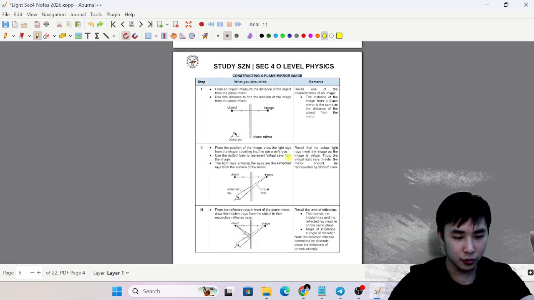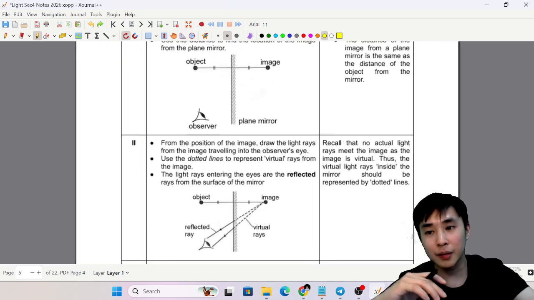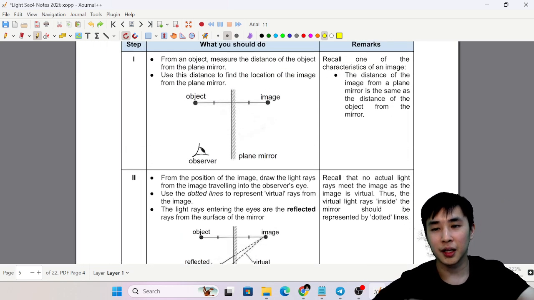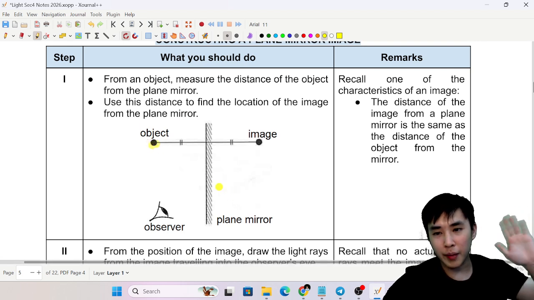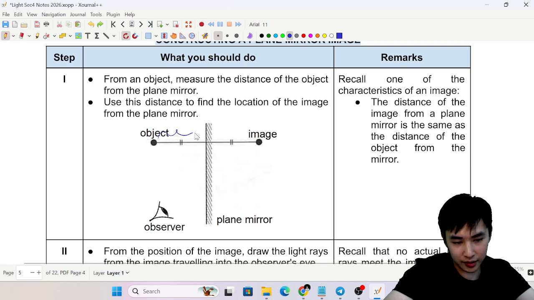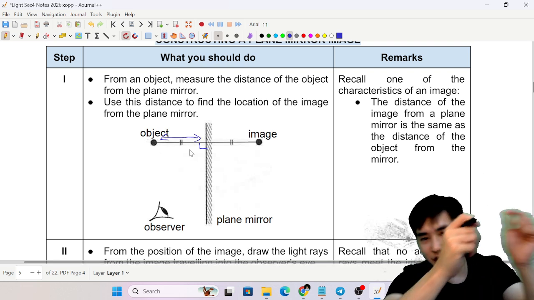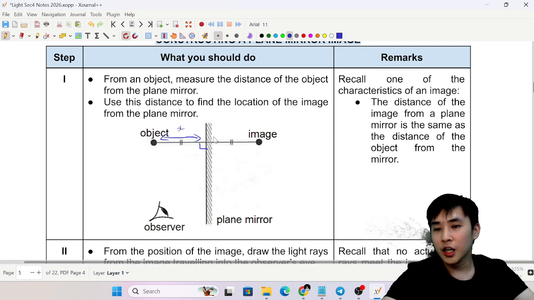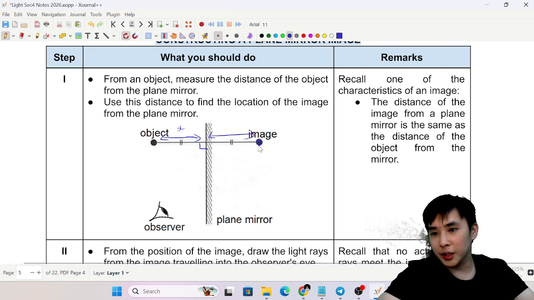So you can flip over to page 4. These are the steps whenever you're tasked to draw a plane mirror light diagram. Step 1: if they give you the object, make sure you measure the distance from the object to the mirror, and make sure that this line you've measured is at right angle to the surface. However long this line is, let's call it X. You must measure the same length to the other end, and then draw the image here.